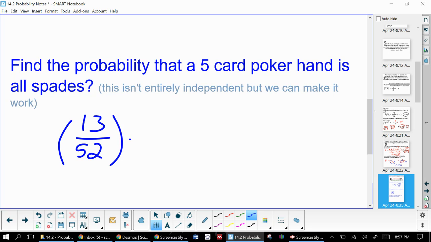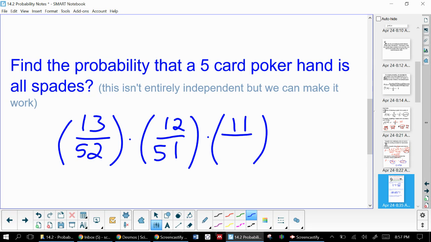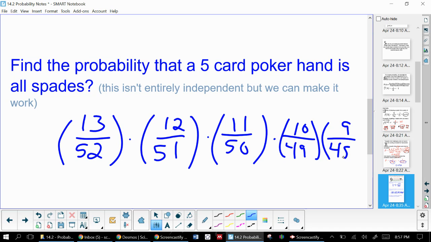Now for our second card, the difference here is we have to assume that we've already got that spade. And so there's not 13 spades left, there's actually only 12 left. And the same thing on the bottom. There's no longer 52 cards, we've drawn one of them out right here. There's only 51 left. And we keep going with the same kind of idea. Next one we'll have is 11 out of 50. Then we'll have 10 out of 49. And finally, the last one is going to be a chance of 9 out of 48.